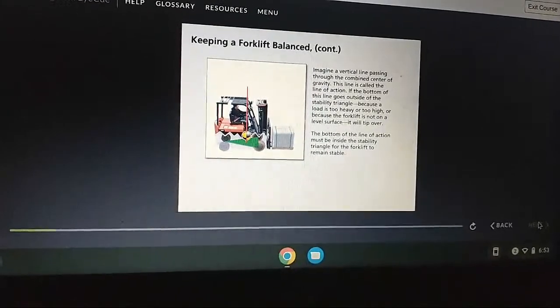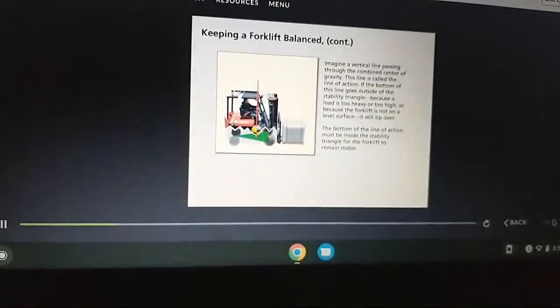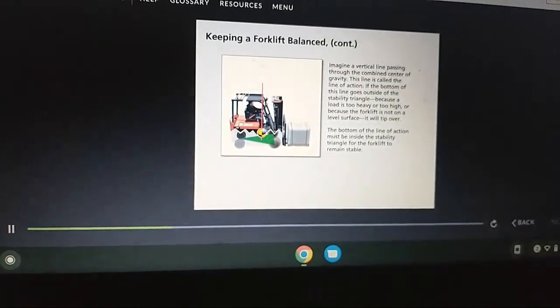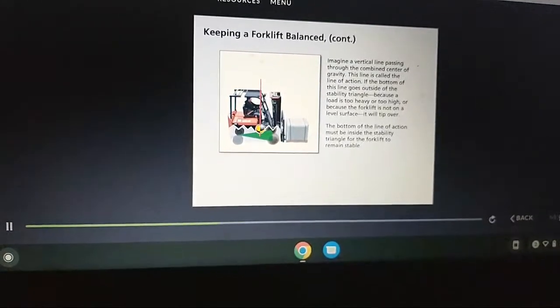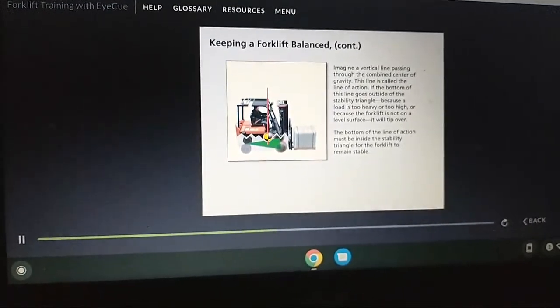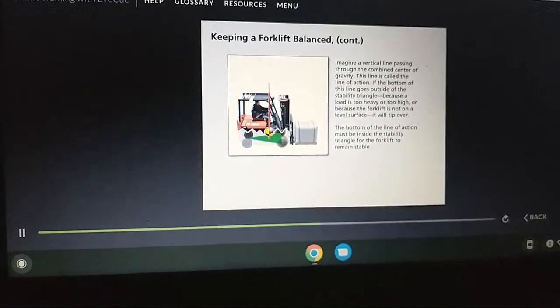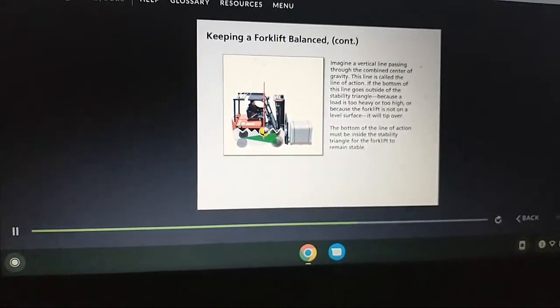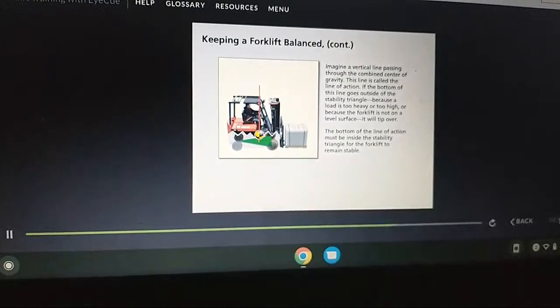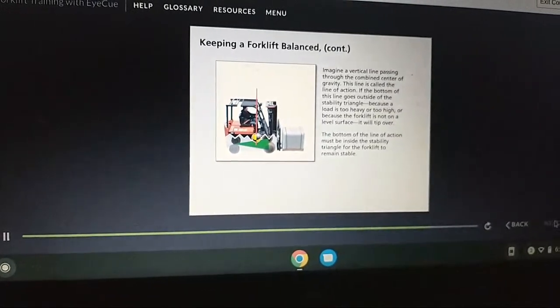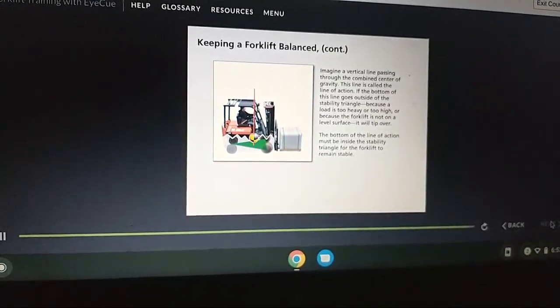Imagine a vertical line passing through the combined center of gravity. This line is called the line of action. If the bottom of this line goes outside of the stability triangle, because a load is too heavy or too high, or because the forklift is not on a level surface, it will tip over. The bottom of the line of action must be inside the stability triangle for the forklift to remain stable.